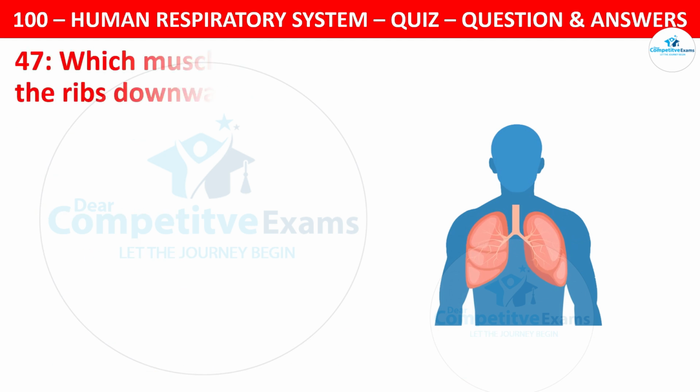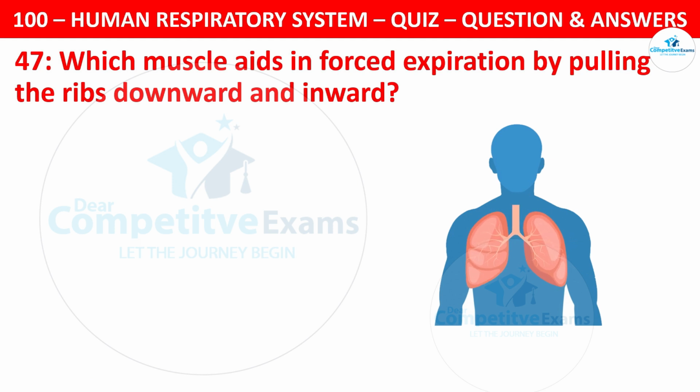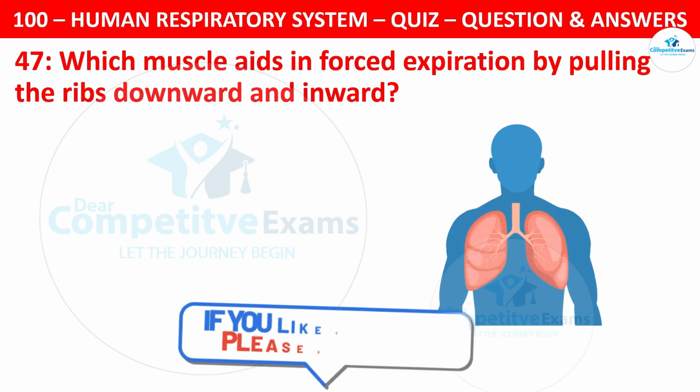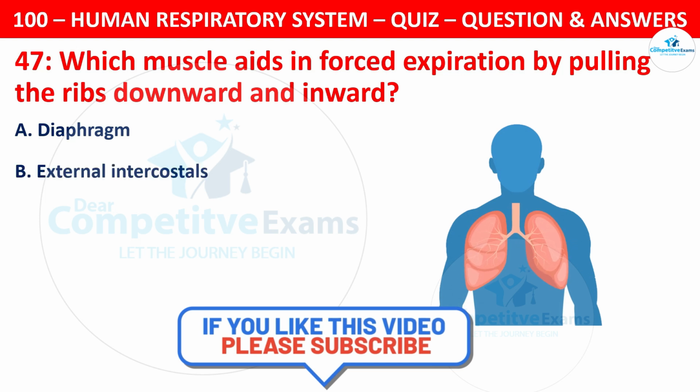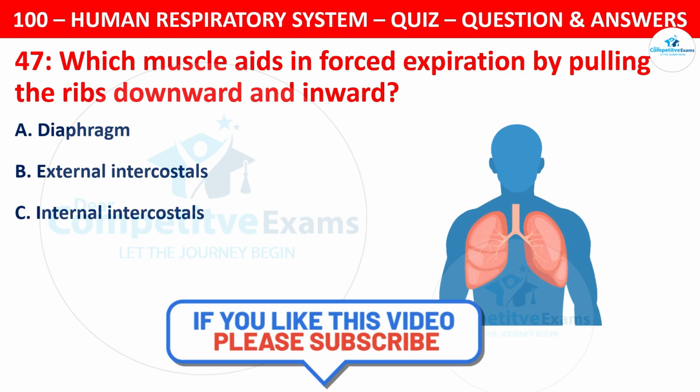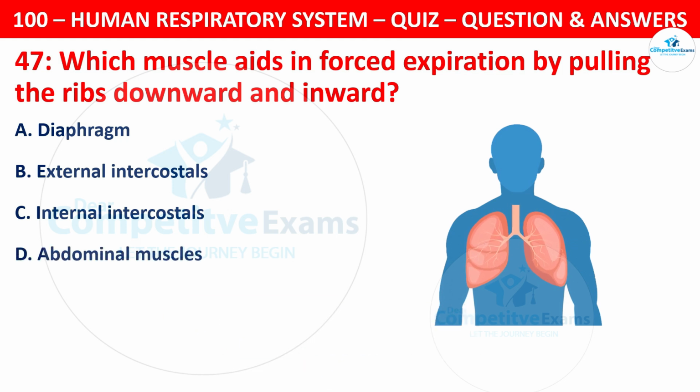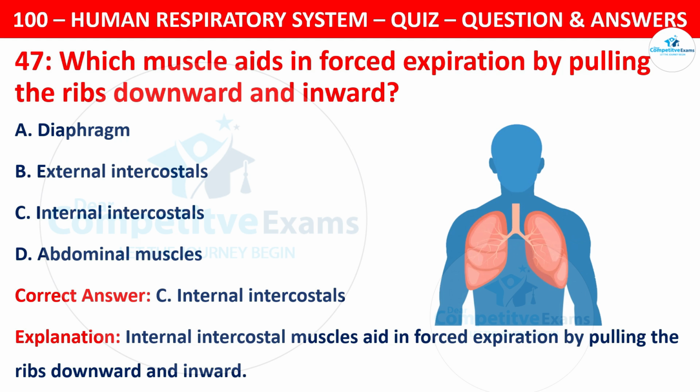Question number 47. Which muscle aids in forced expiration by pulling the ribs downward and inward? Your options are diaphragm, external intercostals, internal intercostals, or abdominal muscles. The correct answer is C, that is internal intercostals. Internal intercostal muscles aid in forced expiration by pulling the ribs downward and inward.